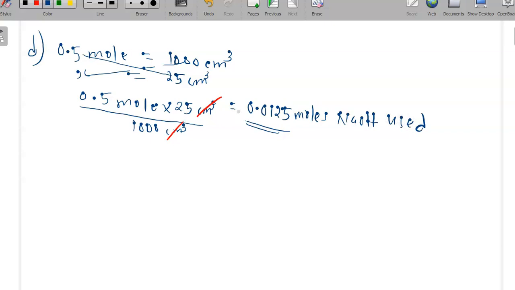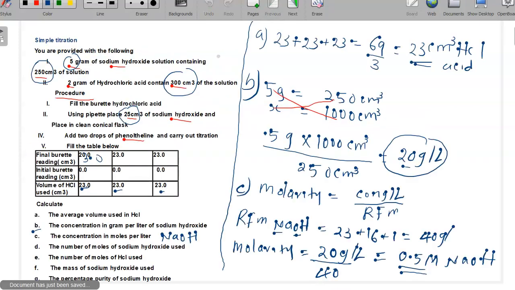Okay, that is part D, then we have part E. So let us go back to part E, previous page. Part E is asking the number of moles of HCl used. To get the number of moles of HCl used, you use an equation.